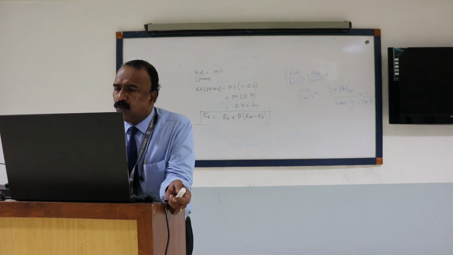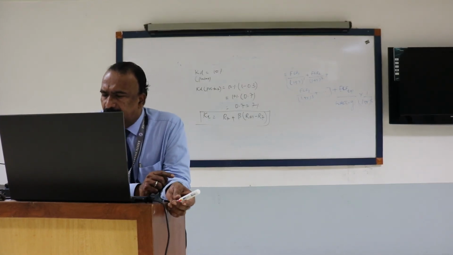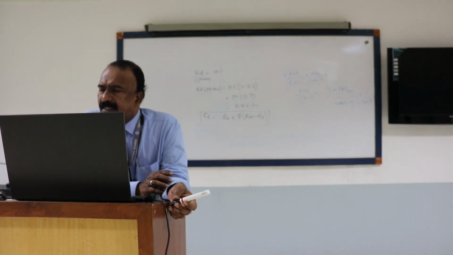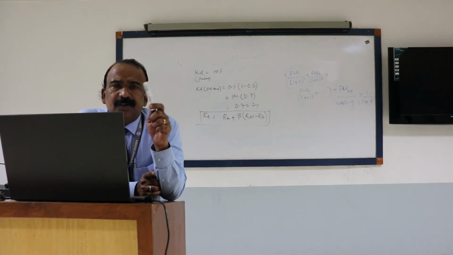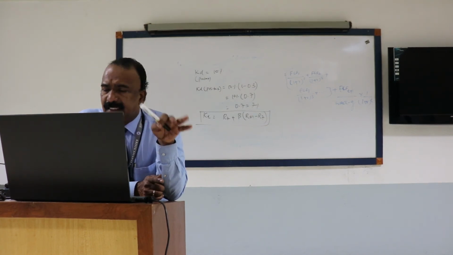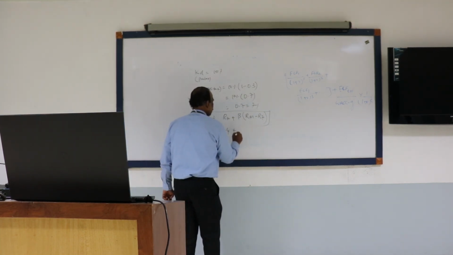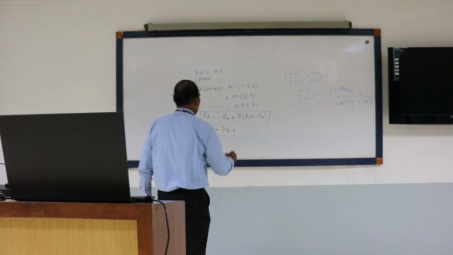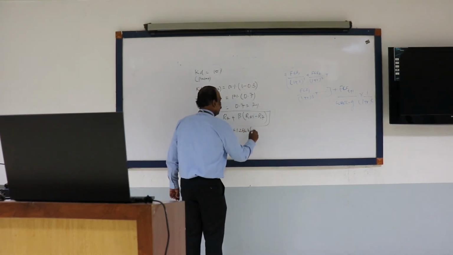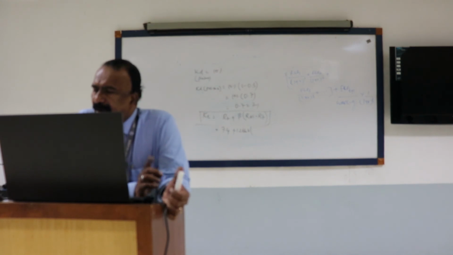So what is the risk-free rate of return given here? It is 7.4%. Market risk premium is 6%, that is RM minus RF, the difference between market return and risk-free return. So 7.4% plus beta, which is 1.2667, into RM minus RF. RM is not given, we are given RM minus RF.